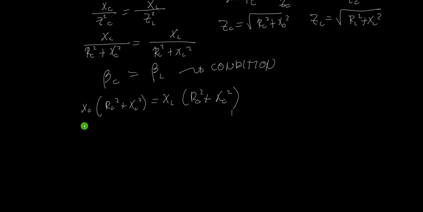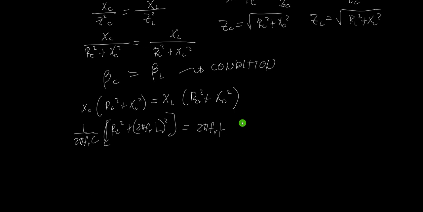And what is XC? This is 1 over 2 pi f. Our f now here will be the resonant frequency, which is what we want to solve, times RL squared plus XL is 2 pi f of r L. Then you square that, and this is equal to XL, 2 pi f of r L, multiplied by RC squared plus 1 over 2 pi f of r C, and you need to square this.